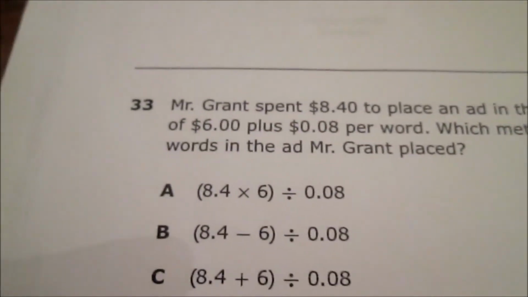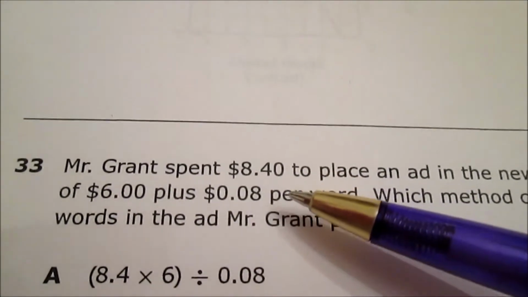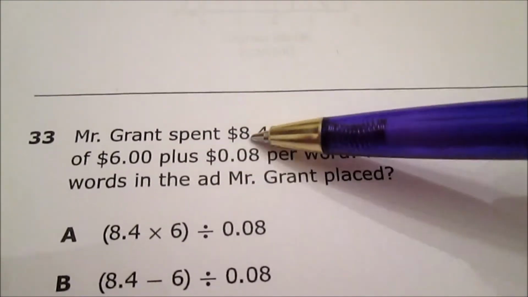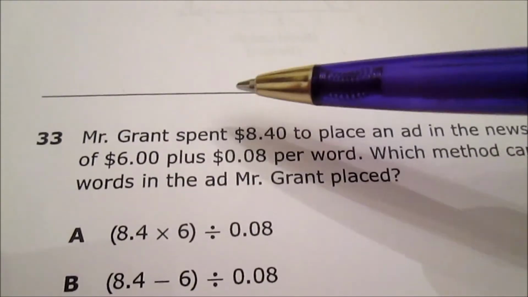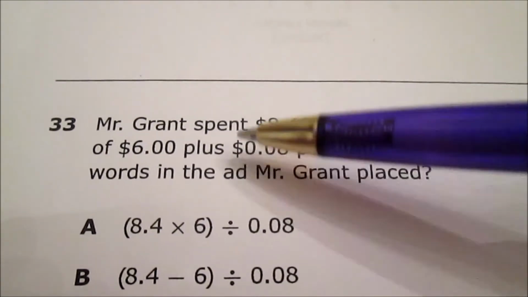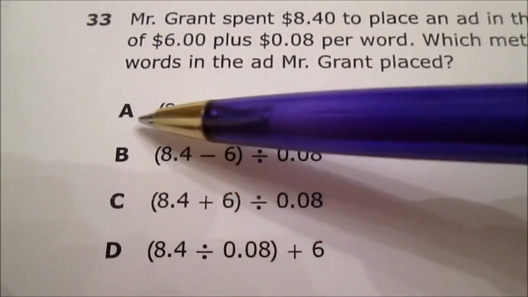Number 33. He spent $8.40, and to place the ad it costs 0.8 per word, and it has a fee of $6 included. That's a one-time fee. So of this $8.40 that he paid, 6 of them went to the one-time fee. Before doing anything else, I need to take that 6 away from the total cost to find the next amount. So I need to take 6 away first. That means subtract 6. That's B.